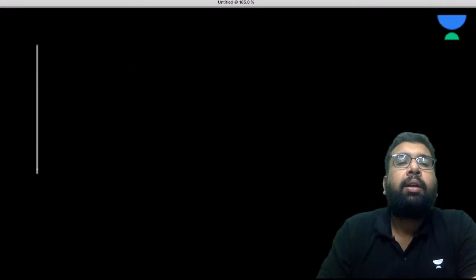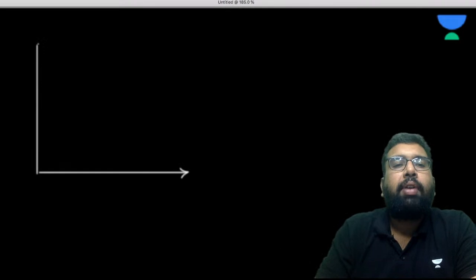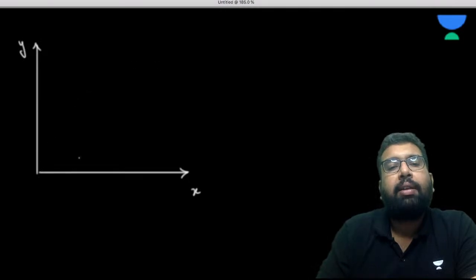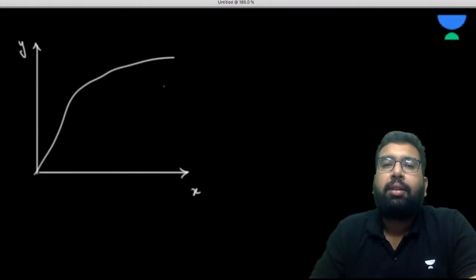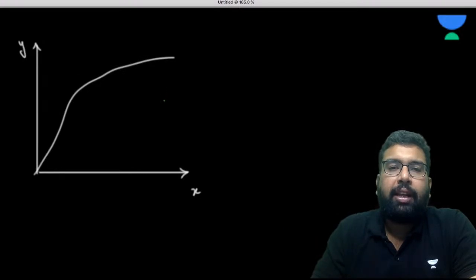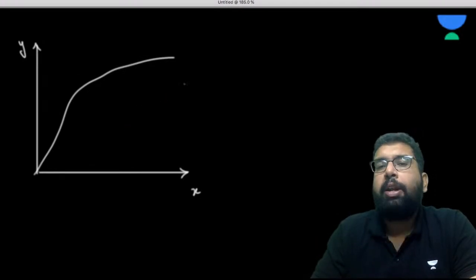Now suppose this is y, this is x, and we have some curve like this. If we want to find the area under this curve, this is not a known geometry, right?